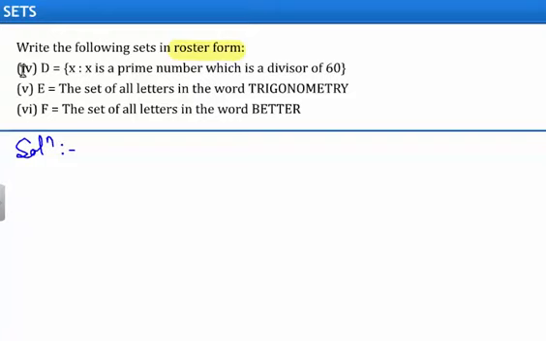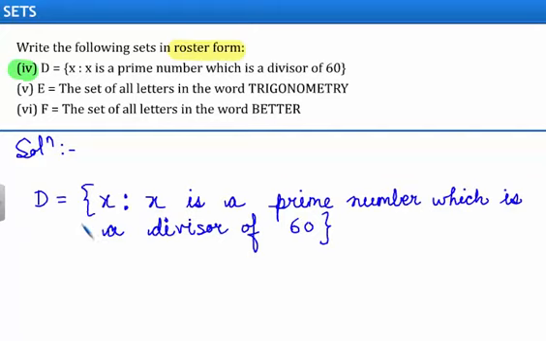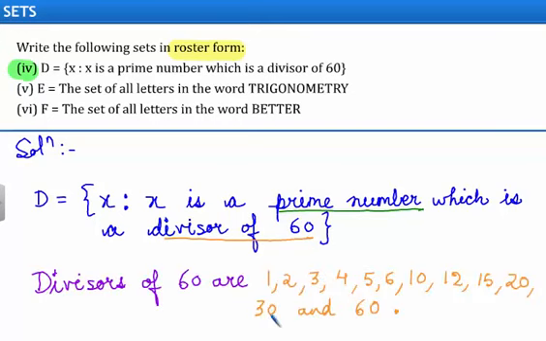Let's consider the first set D which is given to us. D is equal to {x : x is a prime number which is a divisor of 60}. Here we have all the divisors of 60, as you can see. Now, out of these divisors of 60, only 2, 3 and 5 are the prime numbers.